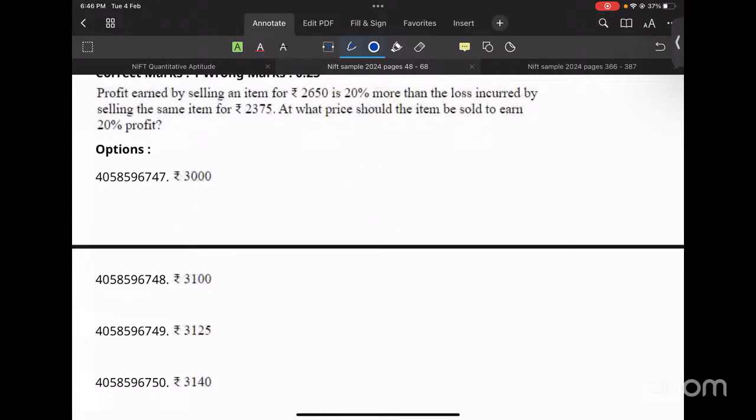So the next question: profit earned by selling an item for 2,650 is 20% more than the loss incurred by selling the same item for 2,375. At what price should the item be sold to earn 20% profit? Okay. So over here, we have selling price 1, that is equal to 2650. And selling price 2, that is equal to 2375. So these are the two selling prices with us.